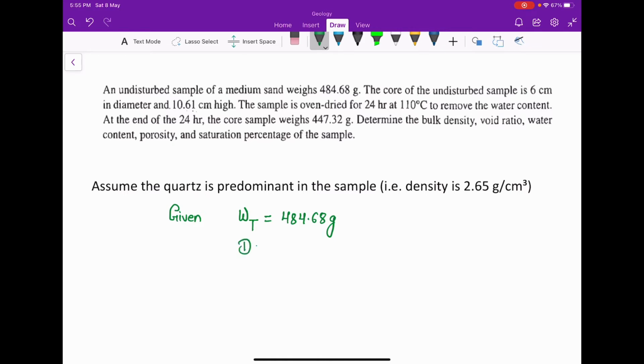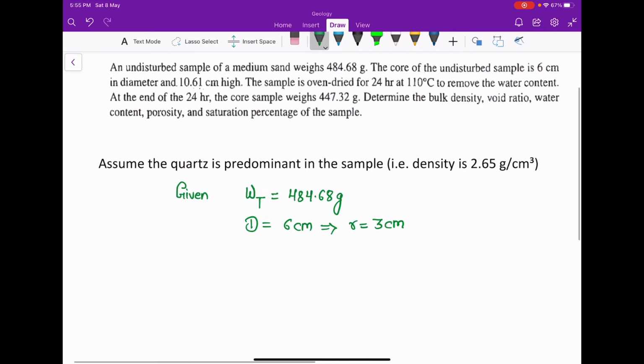So if diameter d is 6 centimeter, its radius, represented by r, will be 3 centimeter. Next is the 10.6 centimeter height, so h will be 10.61 centimeter. Next, the sample is oven dried for 24 hours at 110 degrees Celsius to remove the water content.